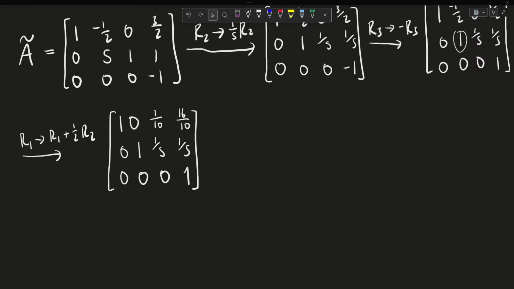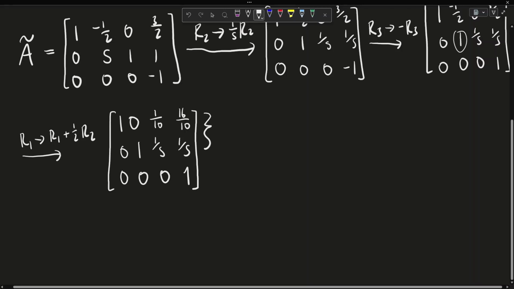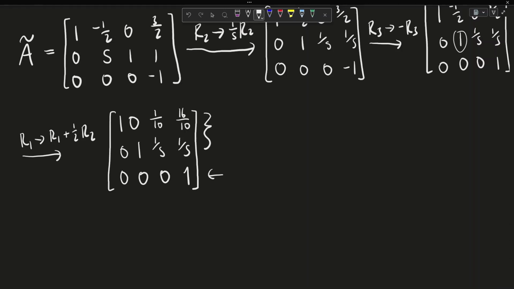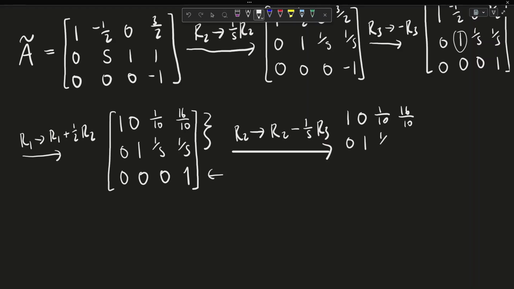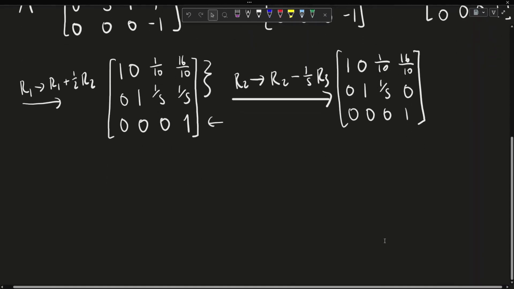What we now need to do is clear these non-zero values above the pivot. So we'll multiply this value by whatever is needed to eliminate the values above it. In row 2, we'll transform it by taking it and subtracting 1/5 of row 3, which looks like this. And then for the final matrix in reduced row echelon form, we subtract 16/10 of row 3 from row 1, which looks like this.